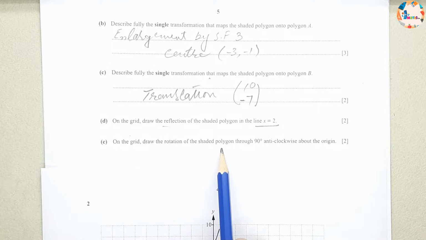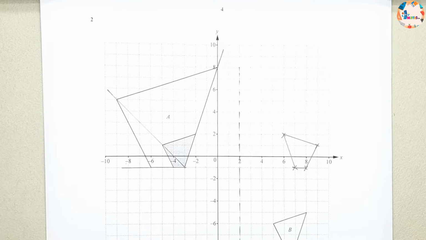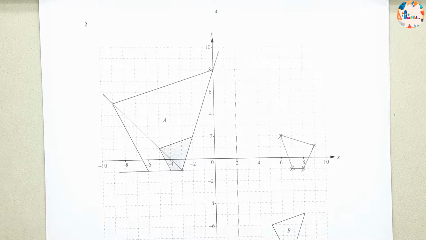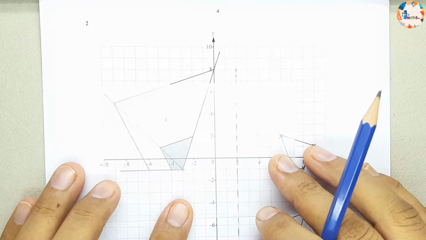On the grid, draw the rotation of the shaded polygon through 90 degrees anti-clockwise about the origin. So now we have to show a 90-degree anti-clockwise rotation about the origin. We will take help of the tracing paper.